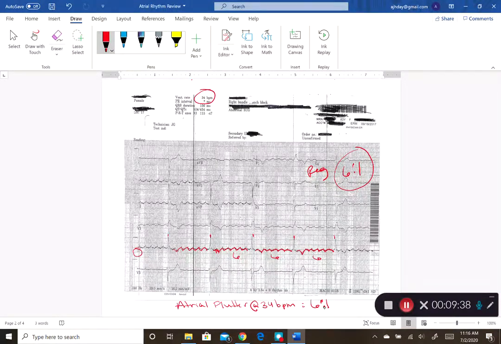Now I need to mark, is it controlled or uncontrolled? This is definitely controlled. It's way below 100, almost too controlled here. This patient is probably very sick. So controlled atrial flutter at 34 beats per minute with a 6-to-1 conduction ratio.